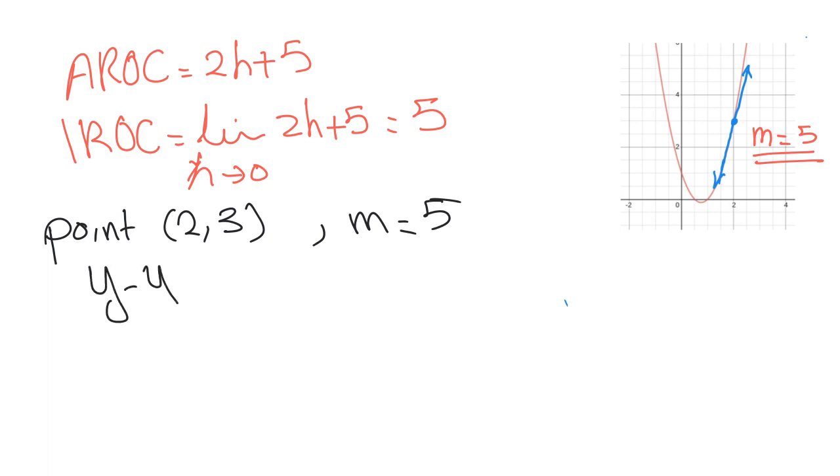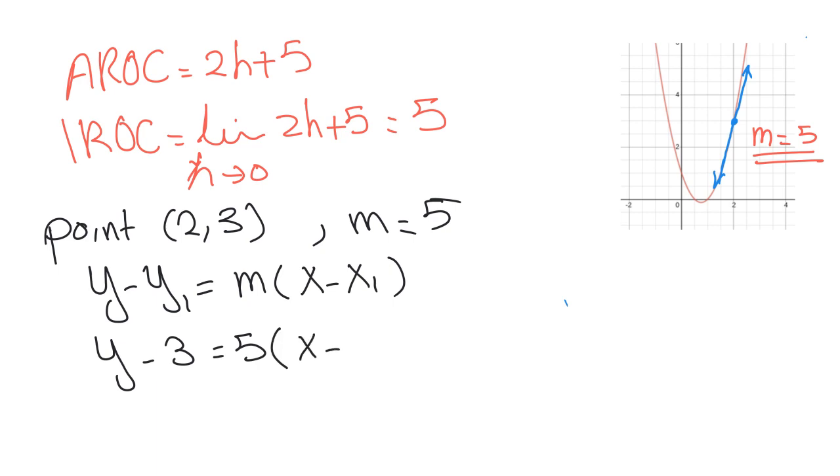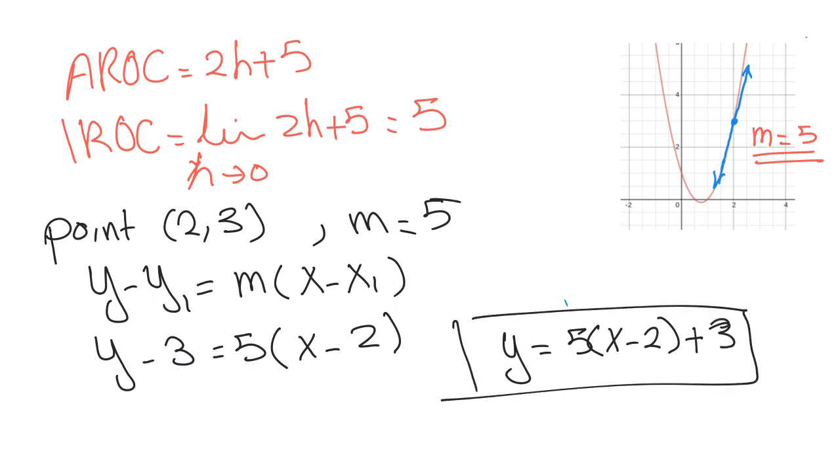So I'll put y minus the y1 equal to m times x minus x1. My y minus the 3 equal to, your slope is 5, times x minus the x1 from the point, which is 2. So your equation will be y equal to 5 times x minus 2 plus the 3. And here's the equation of the tangent line at x is equal to 2. So the slope, you find it from your AROC and your IROC. As soon as you find your slope, you can get a point. You have a point on the graph, which is (2, 3). Take those two things and try to write your equation.